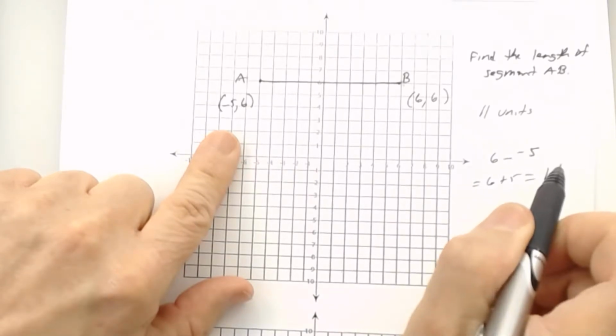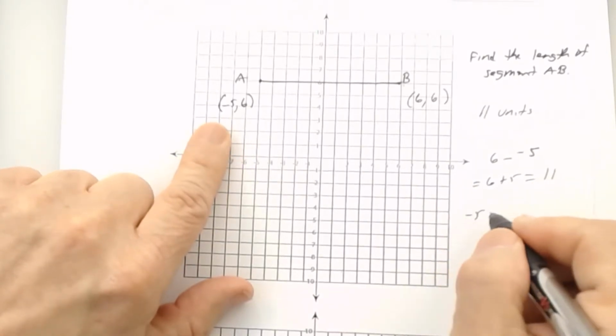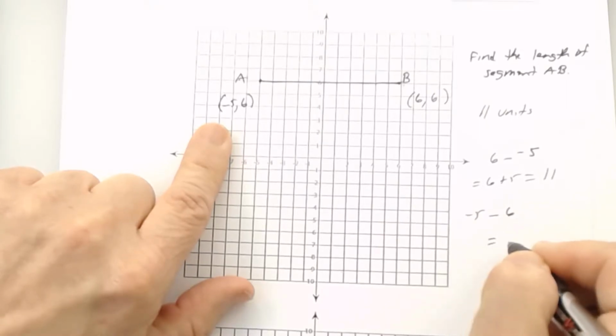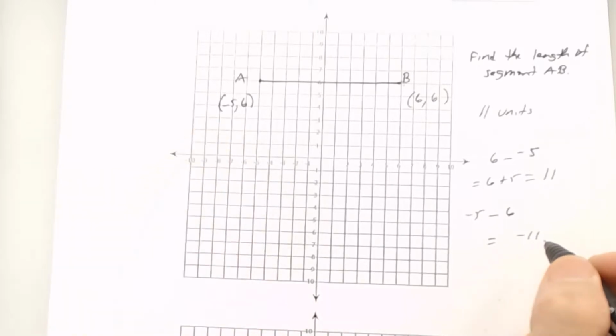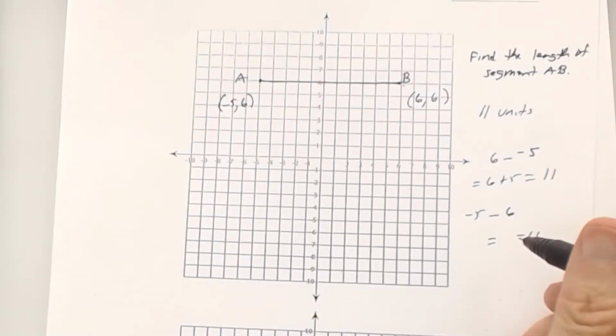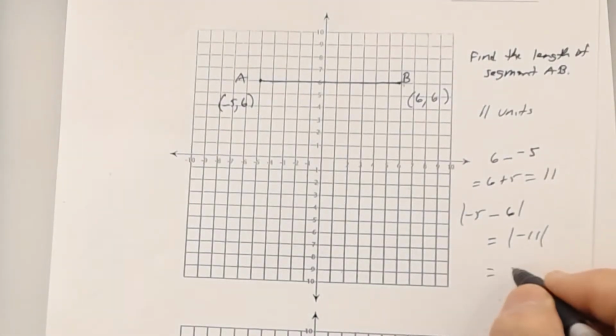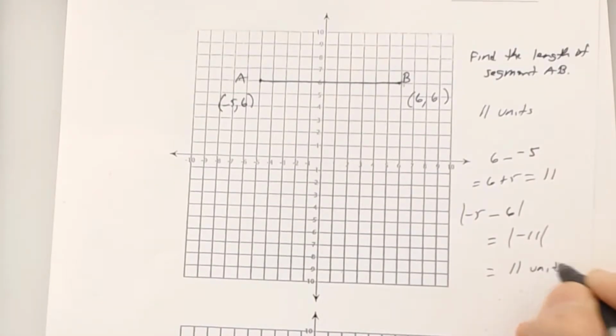Okay? Now, I got to say this, though. Or you could have said negative 5 subtract 6, which is negative 11, but whenever talking about distance, when you talk about your height, it's always what kind of number? Positive. So I need an absolute value here. So the absolute value of negative 11 is what? 11. Okay? So we subtracted the x coordinates.